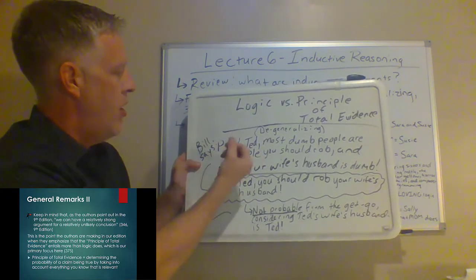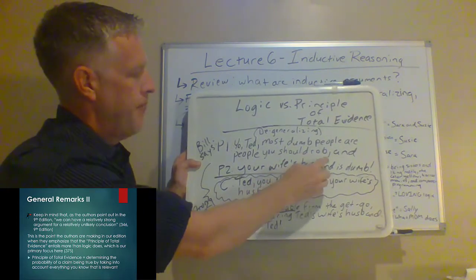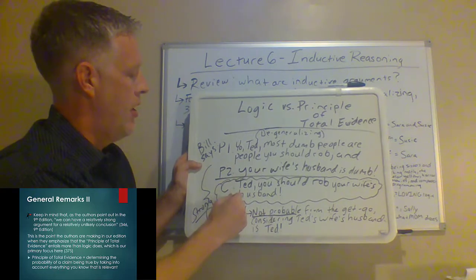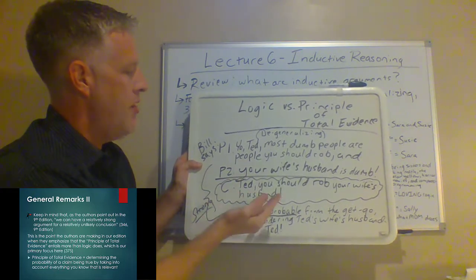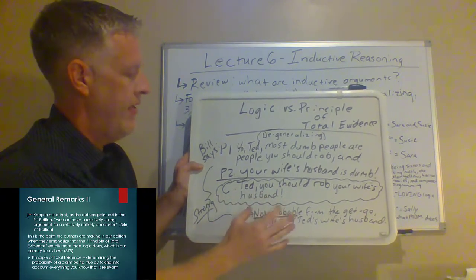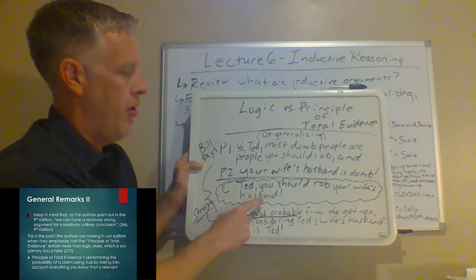Say Bill says, "Yo, Ted, most dumb people are people you should rob, and your wife's husband is dumb." Okay, so we have a couple premises there. And then the conclusion is, "Ted, you should rob your wife's husband." Okay. Now, on the face of it, that conclusion, not very probable at all, right?